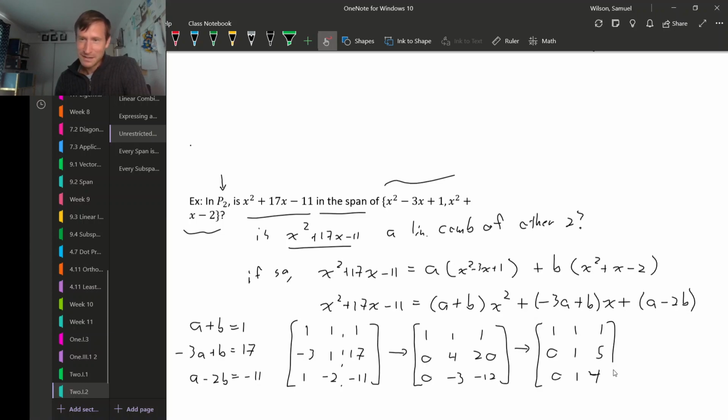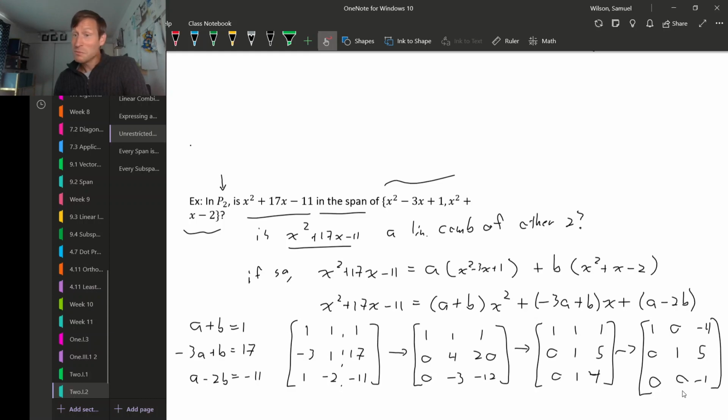Okay. So now we can do first row minus second row: 1, 0, minus 4. Leave the second row alone. And then third row is third row minus first row, so 0, 0, minus 1.